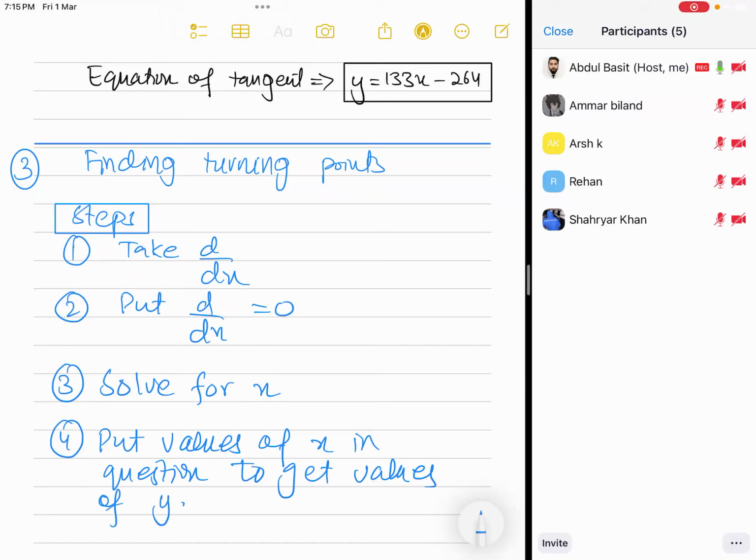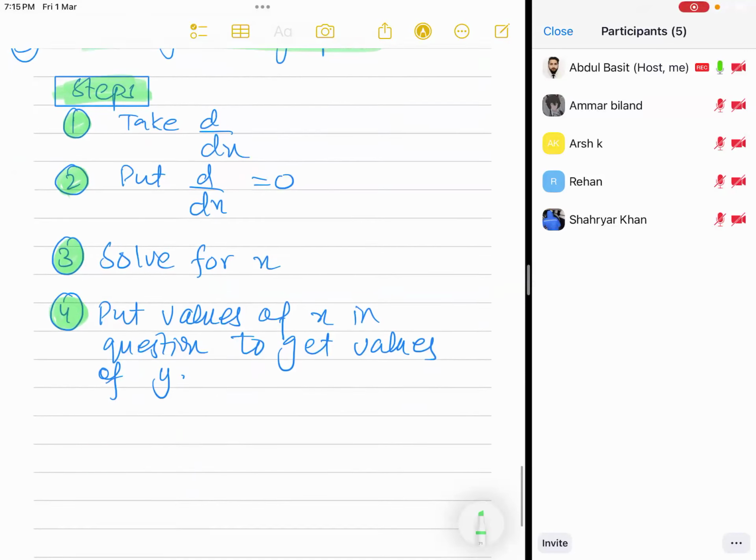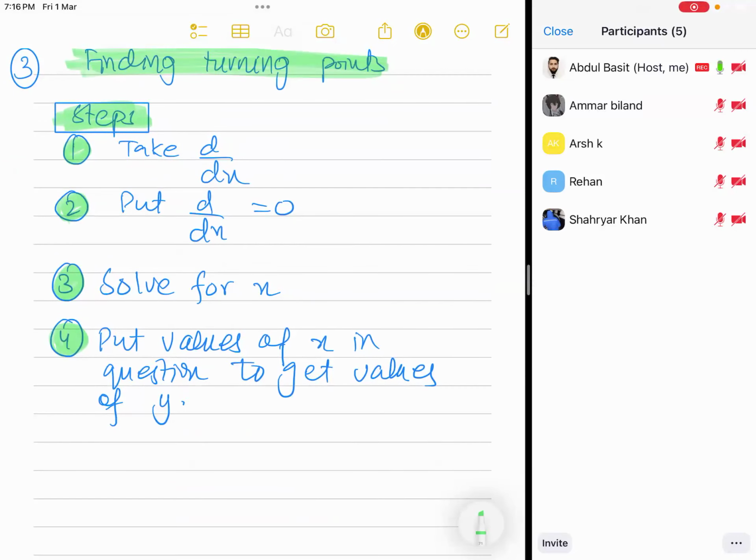Got it? How do we find turning points, beta? We find turning points with the help of these 4 steps. The first step is take the derivative. Second is put the derivative equals 0. Third is solve for x. And the last one is put values of x in the question to get values of y. Understood everybody? Yes or no?